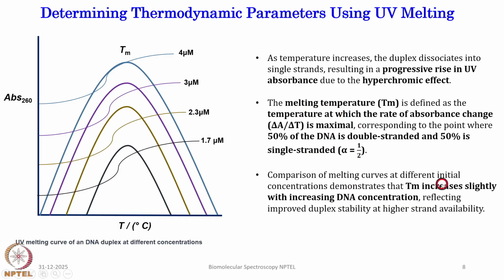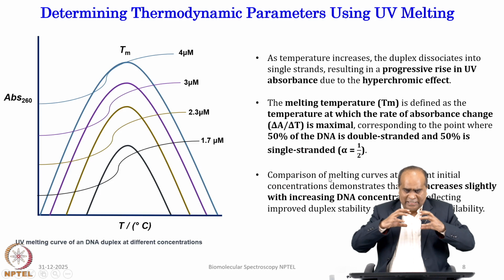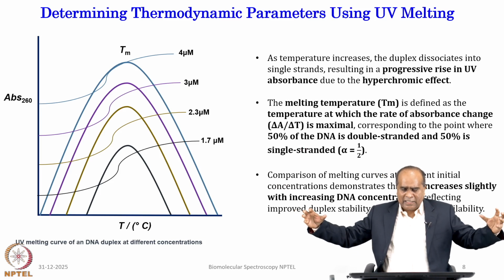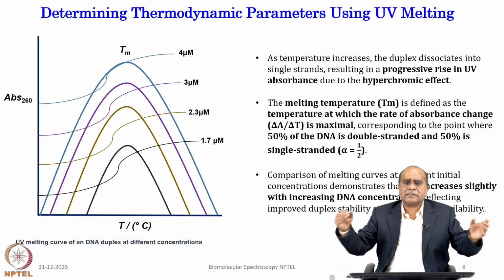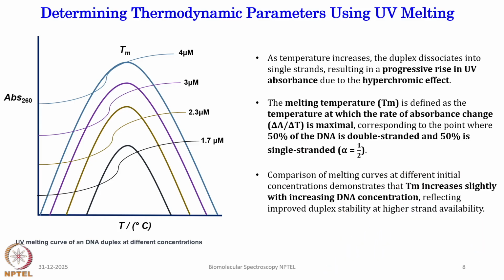So, comparison of melting curves at different initial concentrations demonstrates that Tm increases slightly upon increasing DNA concentration, not too much. If the DNA contents are more or less the same, the Tm only shifts slightly, right. So, reflecting improved duplex stability, if you say 10 bases versus 15 bases versus 20 bases, if bases are more, the stability is slightly more. That reflects improved duplex stability at higher strand availability. If there are more nucleotides involved in duplex formation, the Tm goes up a little bit.